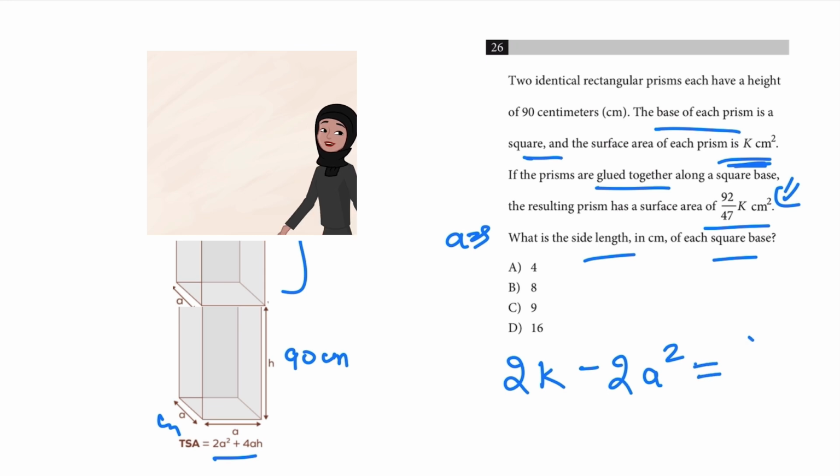So what I will do is equate this to 92 by 47 k. I will solve for k in terms of a. For that I will have to do some inverse operations. Now I will solve for k in terms of a first. So for that I will subtract 92 by 47 k on both sides.